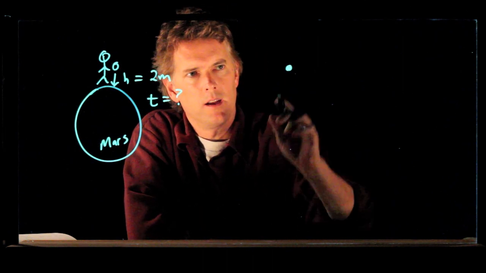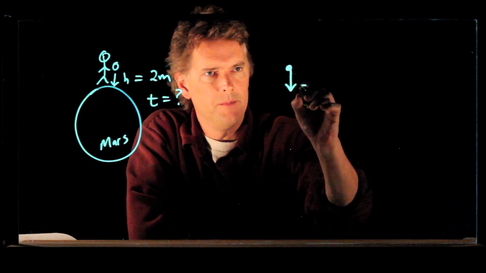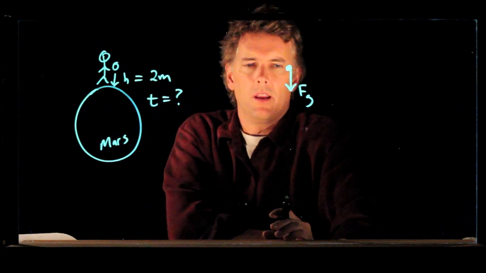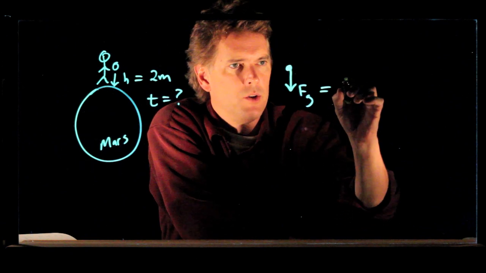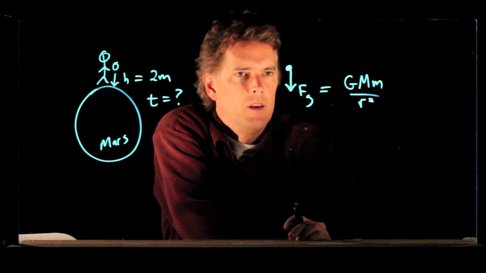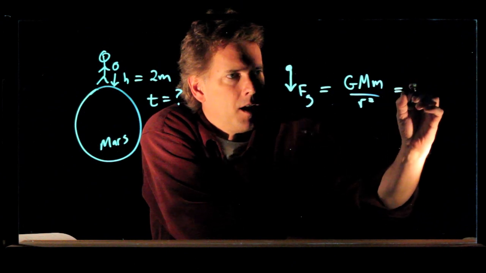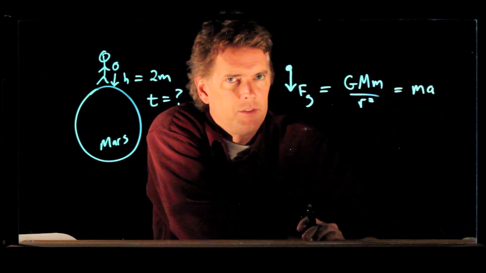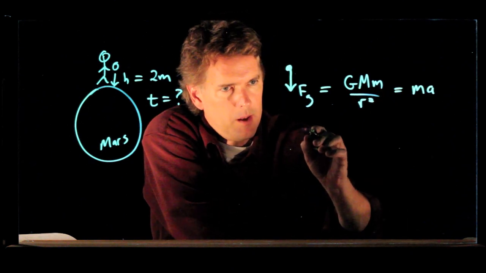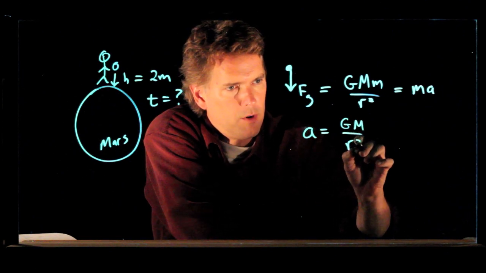Let's think about the forces acting on that rock. Here's the rock, and as soon as I let it go, gravity is of course pulling it down, and that's it. Gravity is the only thing pulling it down, and according to Newton, gravity is G M m over r squared. If that's the only force, Newton also said that it's equal to the mass times the acceleration. And now look what happens.